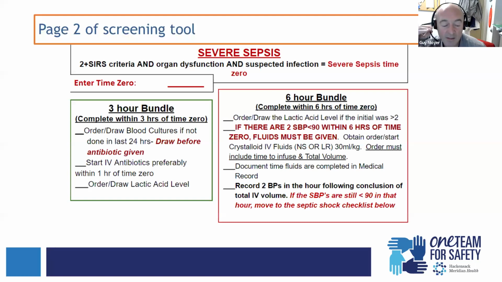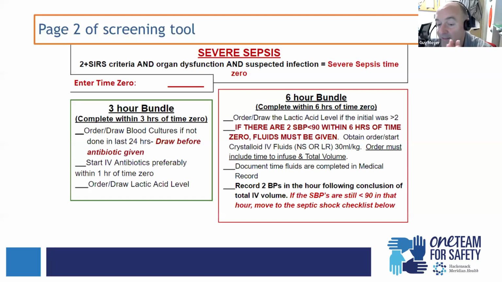What's important in that 6-hour bundle, in addition to having the fluids documented that they were completed, is to record 2 blood pressures in the first hour following the conclusions of the total volume. Because what you're looking for is to see that there's an improvement, and that would be gauged by, is there an increase in the patient's systolic blood pressure?